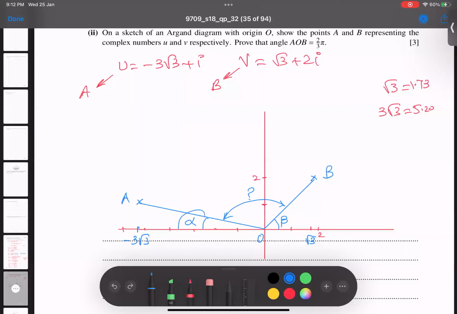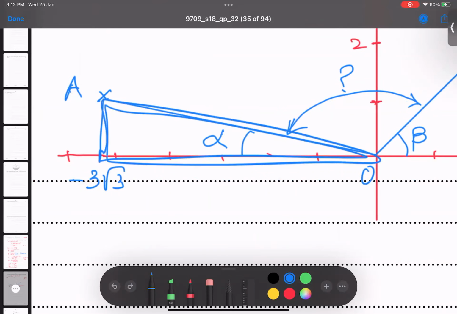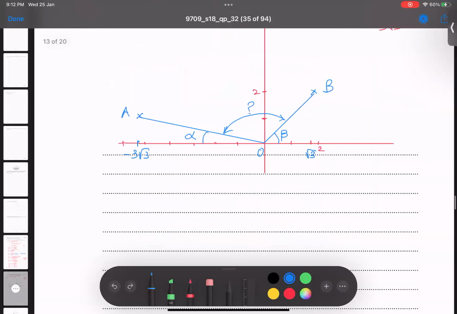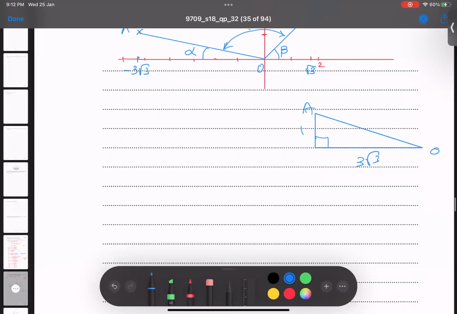To get alpha, this triangle is very visible. I'll make it separate: here 90 degrees, here A, here O, this is 3 root 3, and this is 1. In the same way I'll make a second triangle: this is root 3, this is 2, this is beta, and this is alpha. I believe our points and planning are very clear.